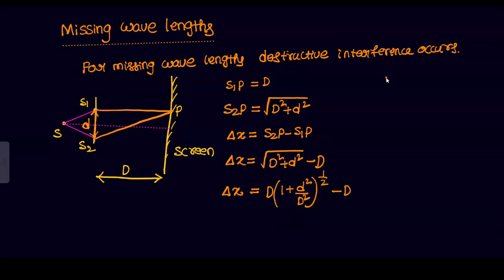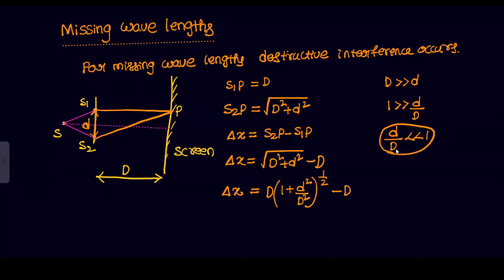Basically, capital D is very much greater than small d. So d by capital D must be very much less than 1. d by capital D is very small. So we do the binomial approximation. We have (1 plus x) whole power n. If x is very small, we can approximate this as 1 plus nx.